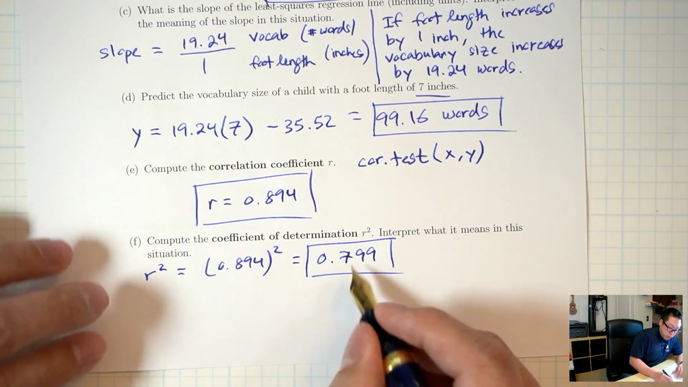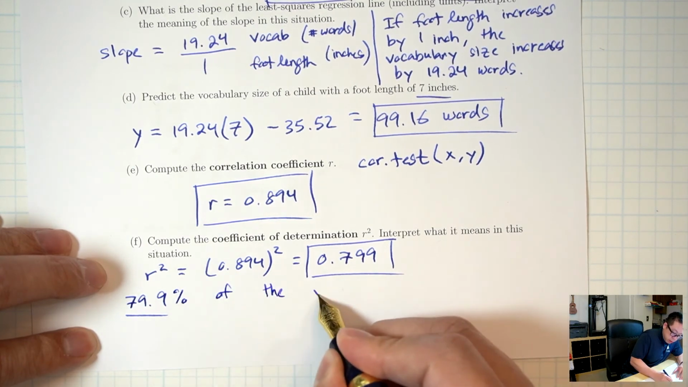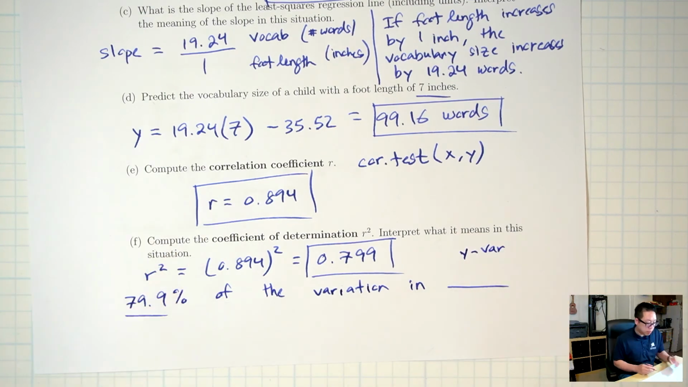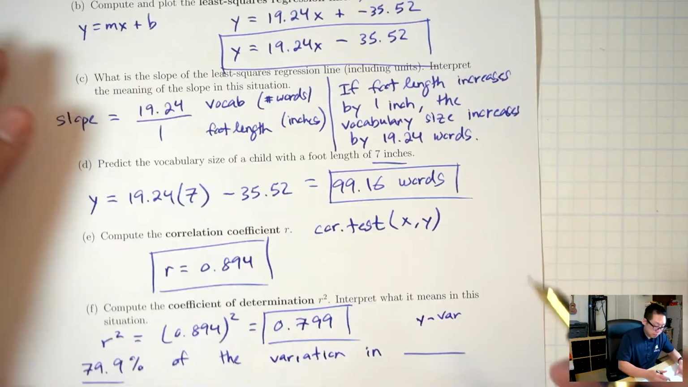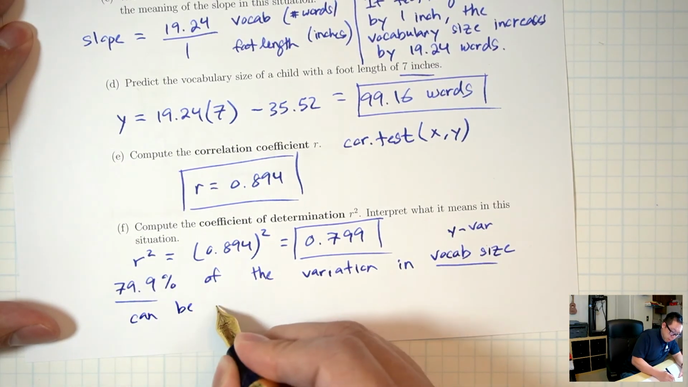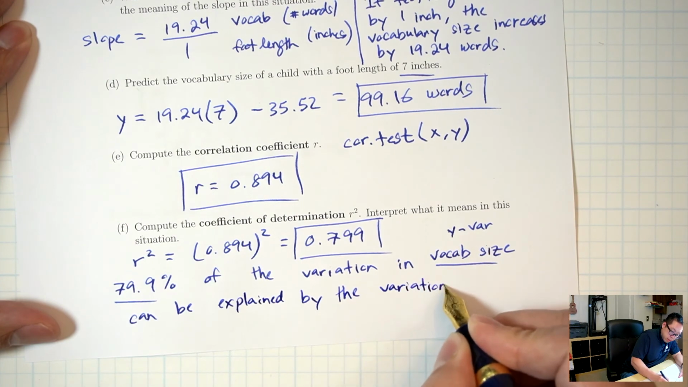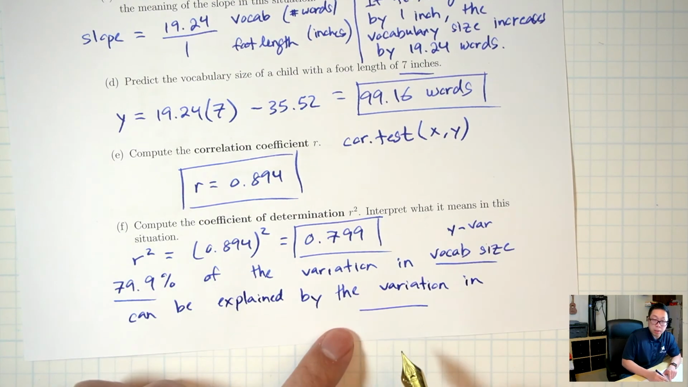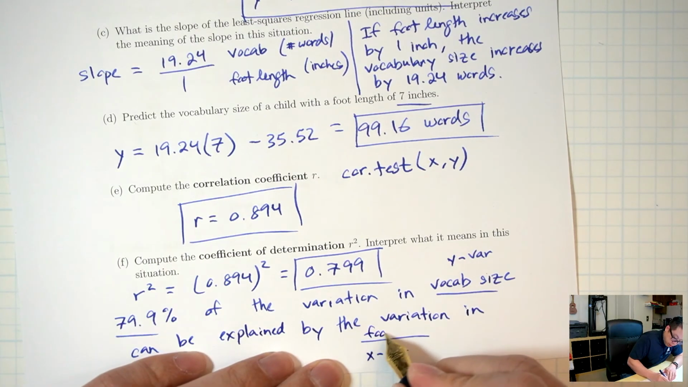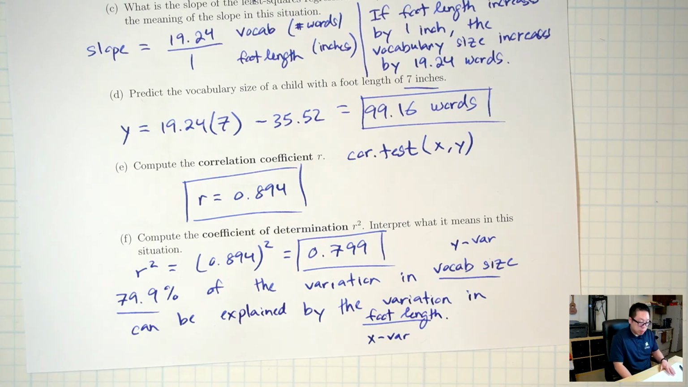And then the interpretation. Convert this to a percent. That's 79.9%. So 79.9% of the variation in, and you're going to write down the Y variable here. 79.9% of the variation in vocabulary size, we'll write vocab size, can be explained by the variation in, and you're going to state your X variable here. Our X variable was foot length. So 79.9% of the variation in vocabulary size can be explained by the variation in foot length.